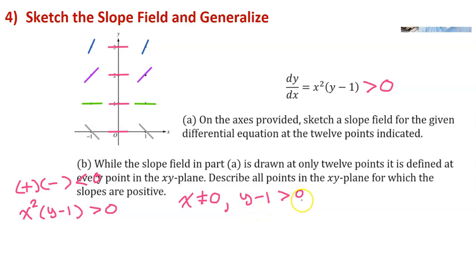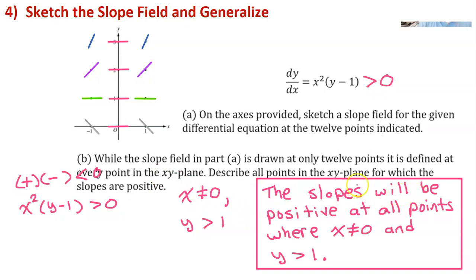But y minus 1 greater than 0, if you add 1 to both sides, gives you y is greater than 1. These are the same. We can say something like this. The slopes will be positive at all points where x is not equal to 0 and y is greater than 1. Look back at the slope field for a little confirmation. Look at the slopes where the y value is greater than 1. See how we have the positive slopes here? As long as x is not 0, we have positive slopes above the line y equals 1.